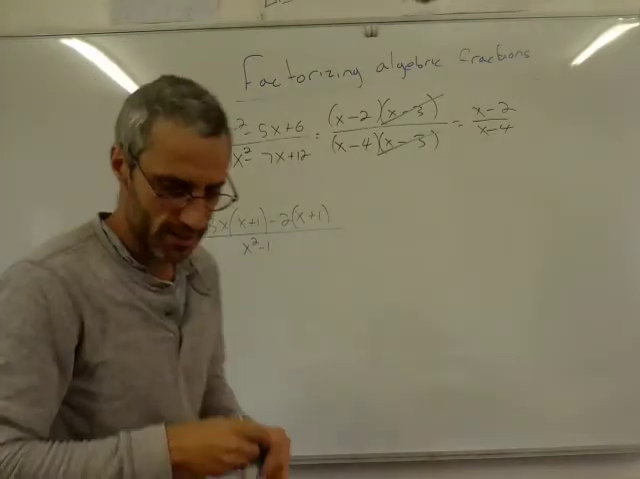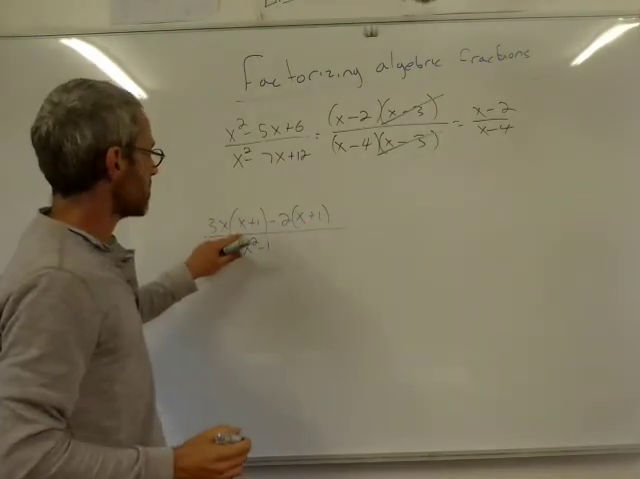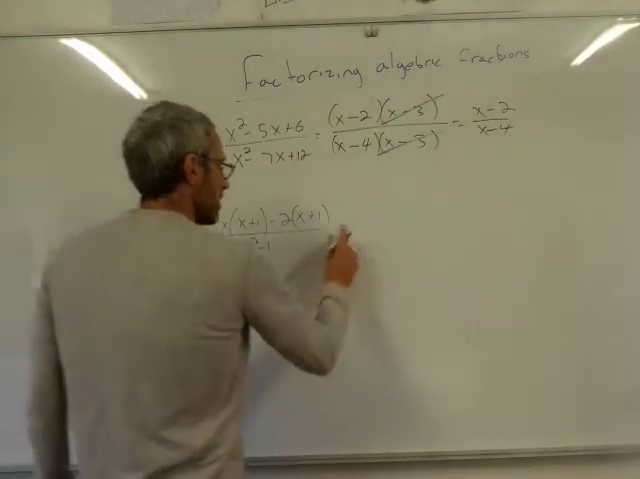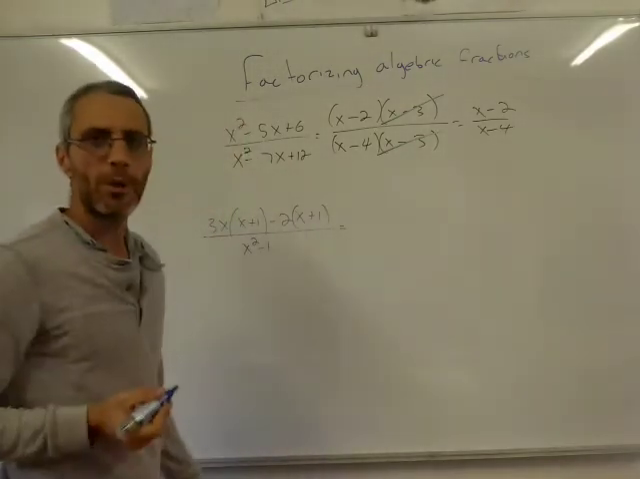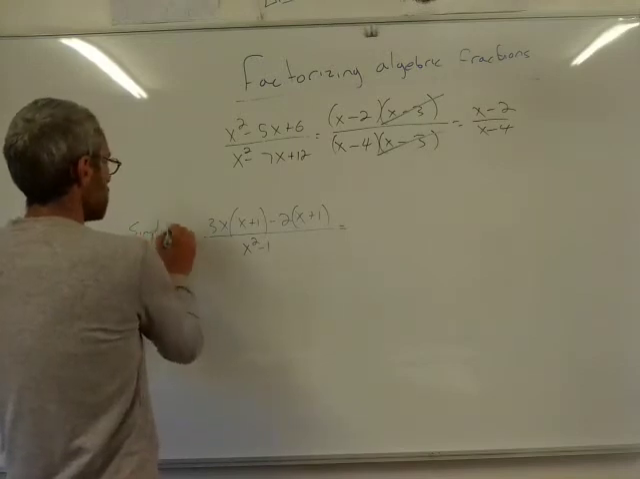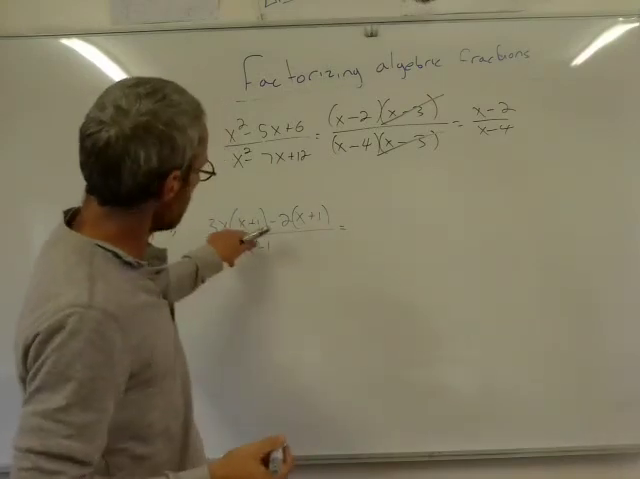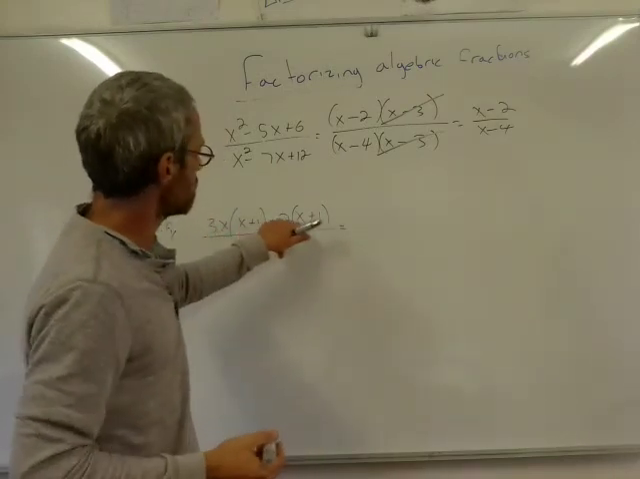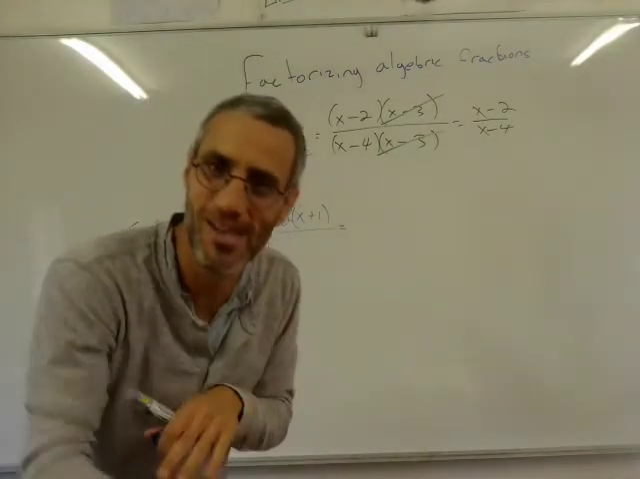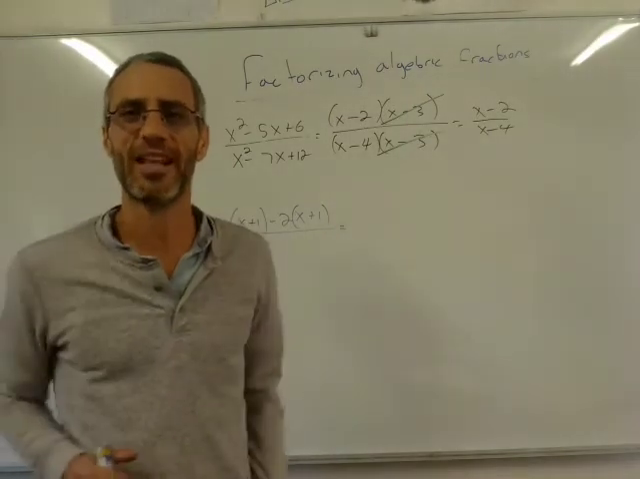Let's have a look at the second one. 3x times x plus 1 minus 2x plus 1 divided by x squared minus 1. Now, I think what some people will do, if I ask you to simplify, is say, we said simplify means foiling, so I should start foiling. 3x squared plus 3x minus 2x. If you do that, you will simplify a little bit, but you're not going to get to the answer they want. It's not going to be as simplified as it can be.